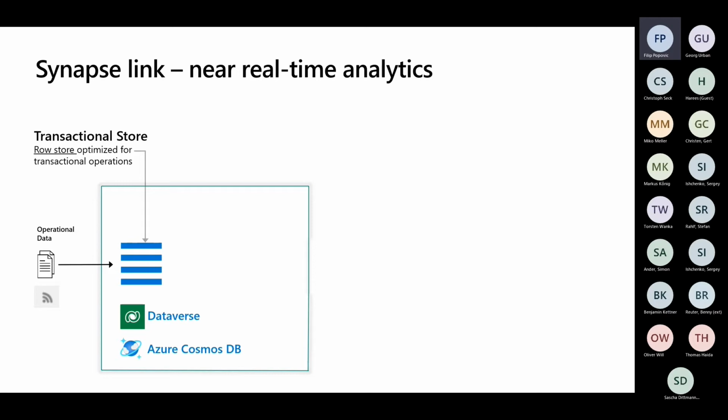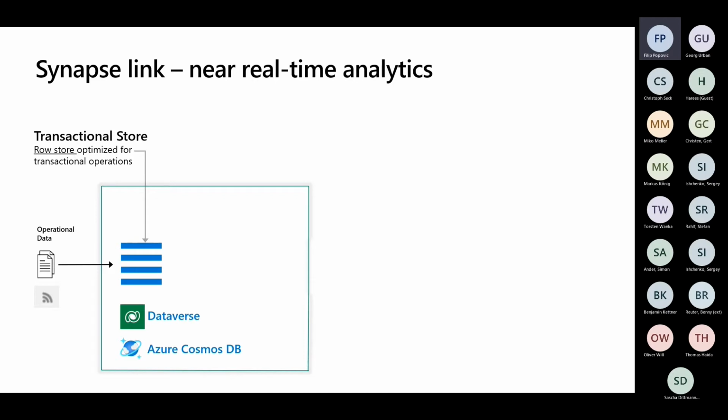That's because Cosmos DB storage is a transactional store. It's row store optimized. It's optimized for transactional operations, like quick lookups, working with just a handful of rows. For analytical workloads, we need more than that, right? We know from a long time ago that transactional stores just can't keep up with the analytical needs.